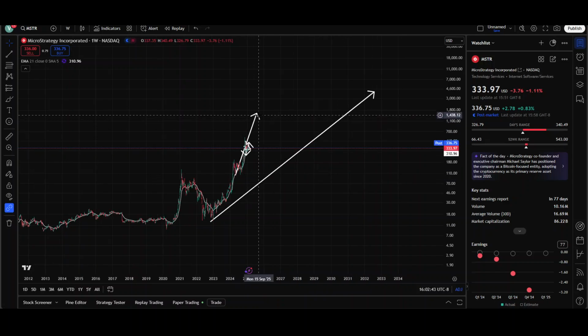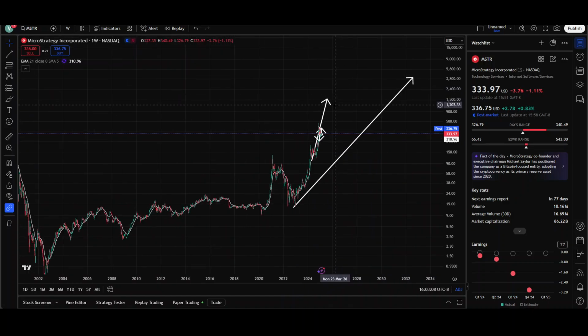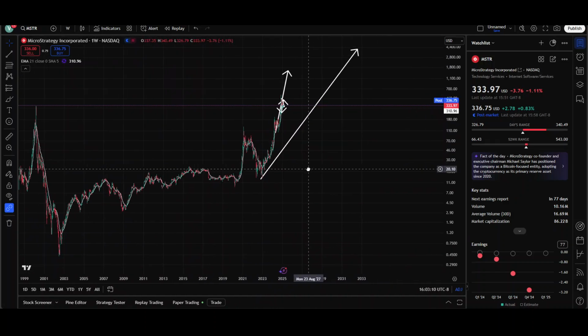Let's see what happens at $1,500. If we reach the $1,500 target sometime towards the end of the year, then we're probably not going to hit the $4,000 target. If we hit the $1,500 target sometime in the next 3-4 months, then there's a good chance we're probably still going to continue higher towards that $4,000 target, which would bring this stock to right around $1 trillion market cap, without stock splits. So again, that's what the technicals are telling me.